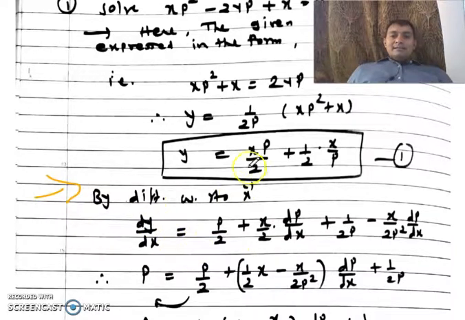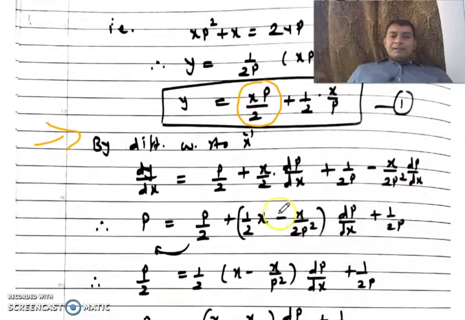So dy by dx is equal to p by 2 plus x by 2 dp by dx. Here we have taken the product rule for the derivative, plus 1 divided by 2p, derivative of x, that is going to be 1, and then x is there, 2 is there, but 1 divided by p, so its derivative is minus 1 divided by p square dp by dx.